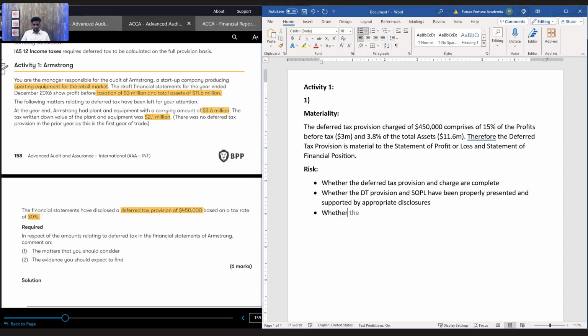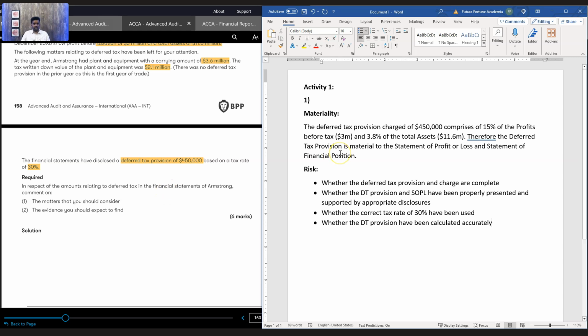Then whether the correct tax rate has been used. Tax rate of 30%. What if the tax rate should have been 20%? Then there would be a mistake, right? Whether the deferred tax provision has been calculated accurately. Whether the calculation was correct. Whether the calculation they have done is correct or not is the next risk.